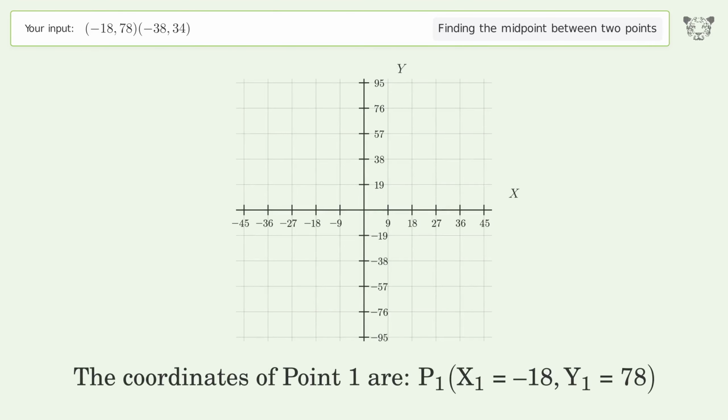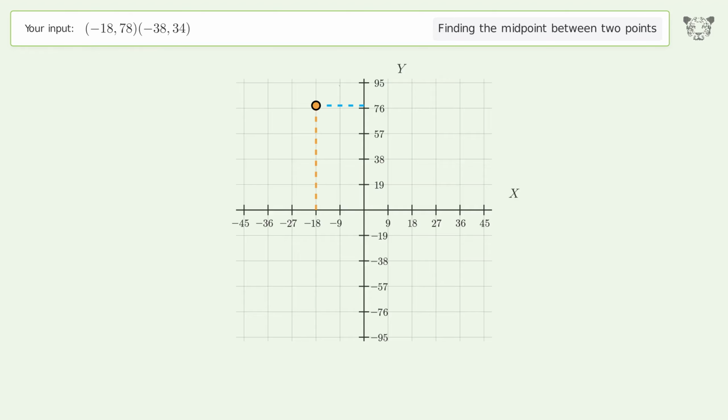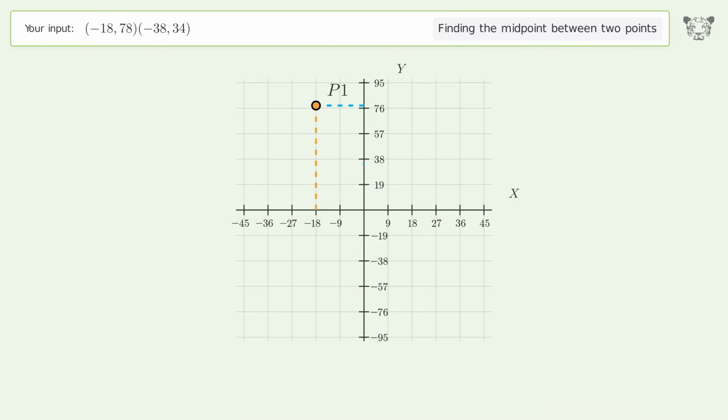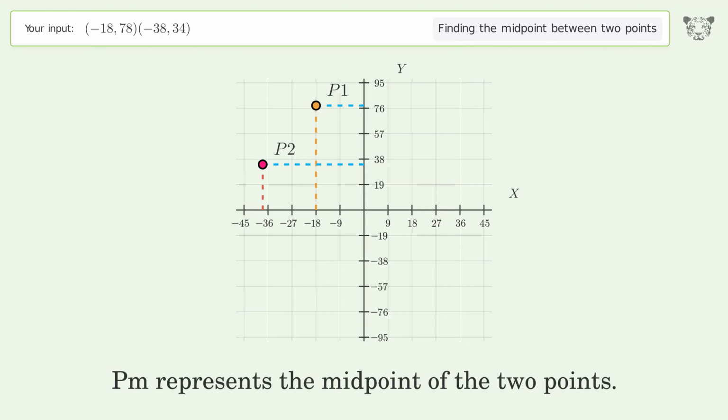The coordinates of point 1 are x1 equals negative 18, y1 equals 78. The coordinates of point 2 are x2 equals negative 38, y2 equals 34. PM represents the midpoint of the 2 points.